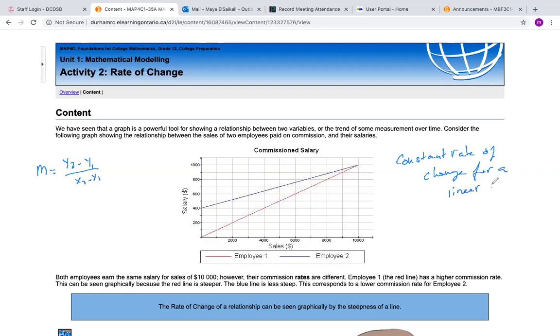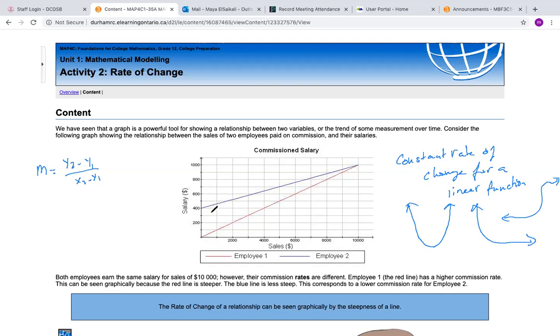However, for any other type of functions, there's no constant rate of change. So let's say if I have a parabola that looks like this, it's not a constant rate of change. If I have an exponential function, there's no constant rate of change. Whatever kind of function, it's not. The only one that has a constant rate of change is the linear one.